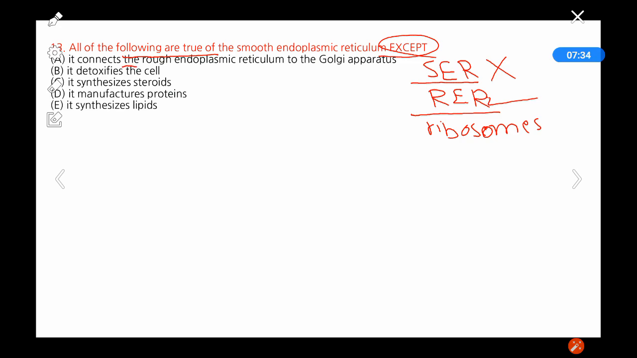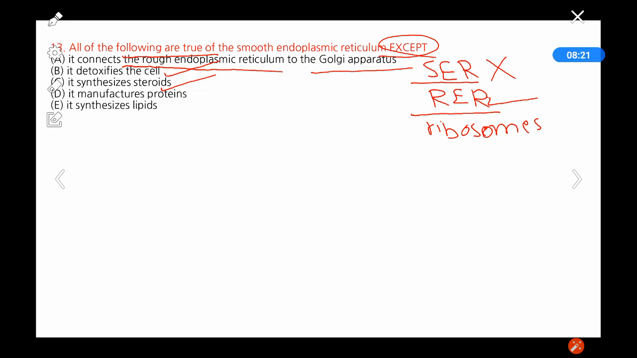It connects the rough endoplasmic reticulum to the Golgi apparatus. Yes, sometimes it connects the rough endoplasmic reticulum to the Golgi apparatus. It detoxifies the cell. Yes, exactly. As an organ in our body that's responsible for detoxification, we have the liver. Also the cells have their special organelles, which we call SER, which are responsible for detoxification. It synthesizes steroids. Yes, they are responsible for synthesizing these steroids.